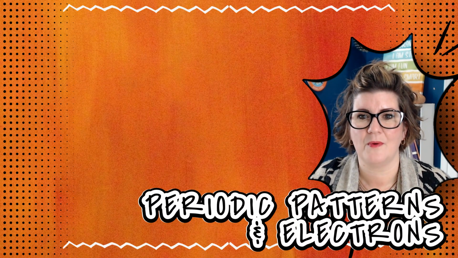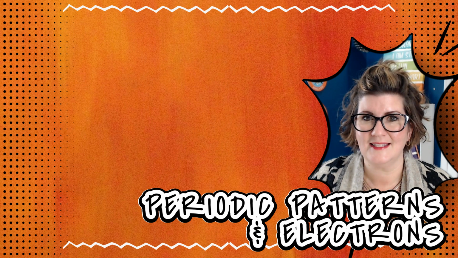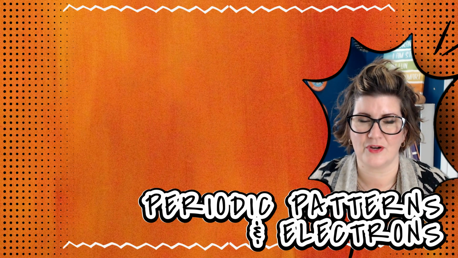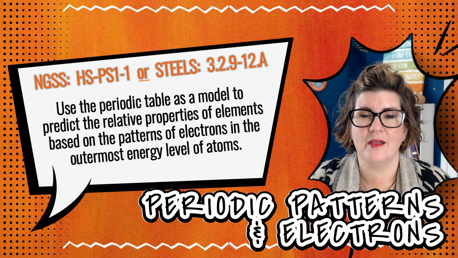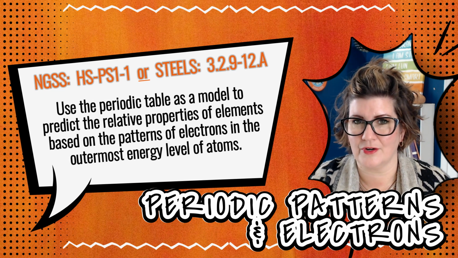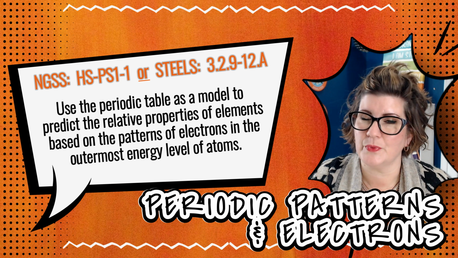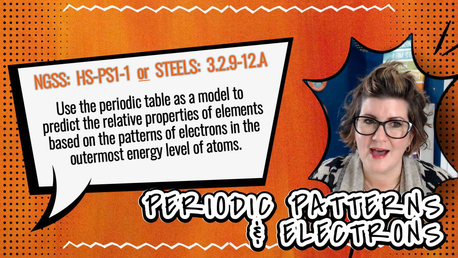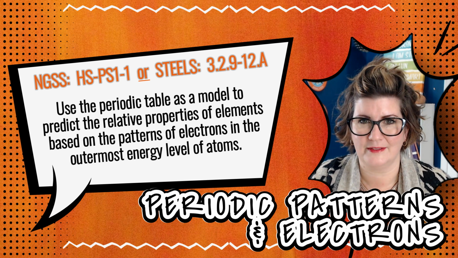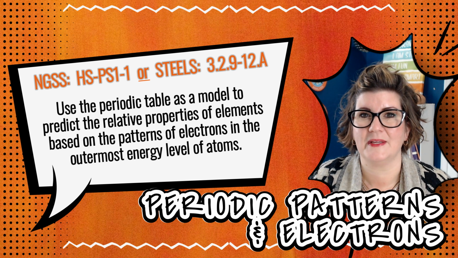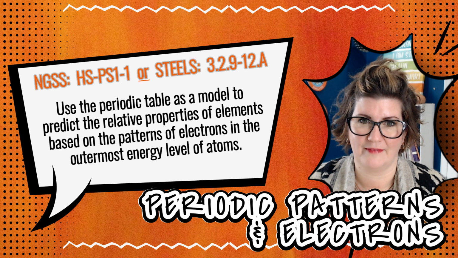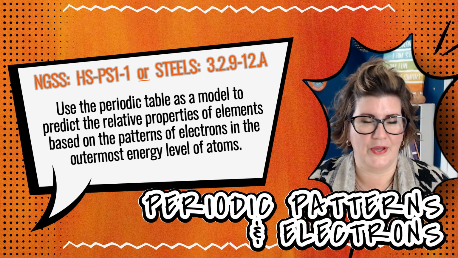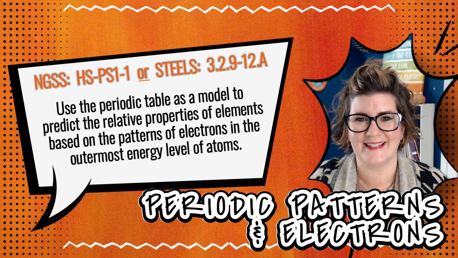Before we begin, I want to shout out that this is the end of my Electrons sequence. The unit pertaining to the NGSS standard that reads, students will use the periodic table as a model to predict the relative properties of elements based on patterns of electrons in their outermost energy level of atoms. Phew, there's a lot tied up in there, isn't there?